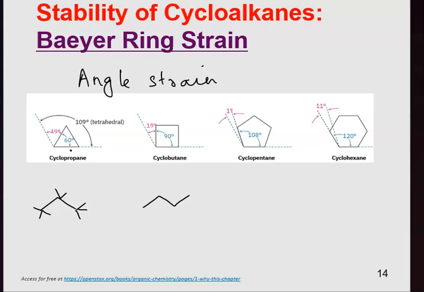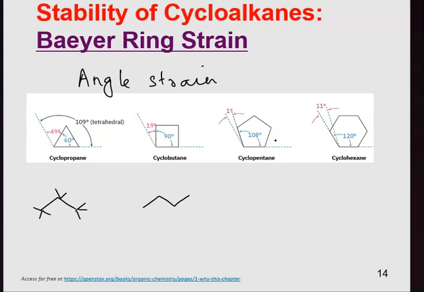And this was because Baer assumed that these rings should be planar in nature. In that same way, if we look at cyclobutane, it has a bond angle of 90 degrees, which is a deviation of about 19 degrees from the tetrahedral structure. And then we have cyclopentane, which should be the least strained, having the least angle strain, because it's only 1 degree deviated from the regular tetrahedron.